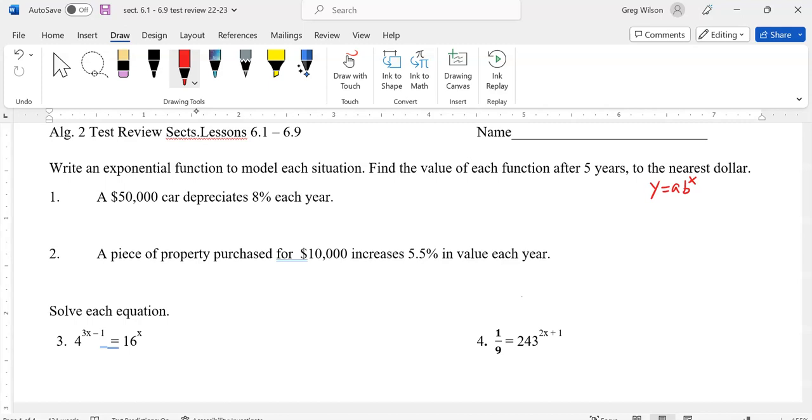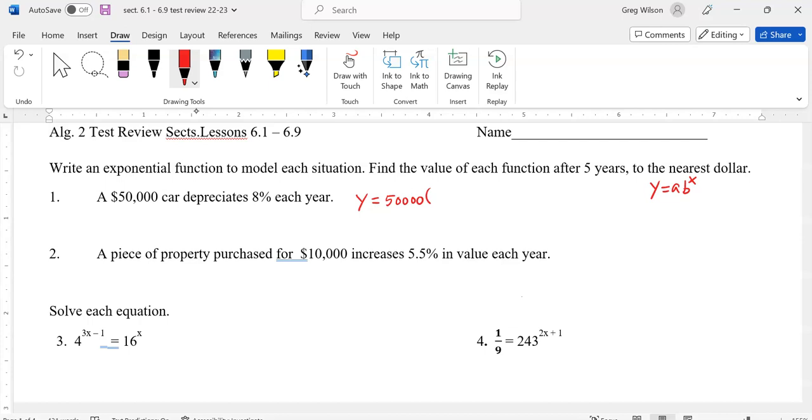B is either a growth factor or a decay factor, depending on whether the item is increasing in value or decreasing. And so number one is describing depreciation of a car, which means the value of the car is going down every year by 8%. So to write this exponential function, we have A, which represents the initial value of the car. It started off being brand new.